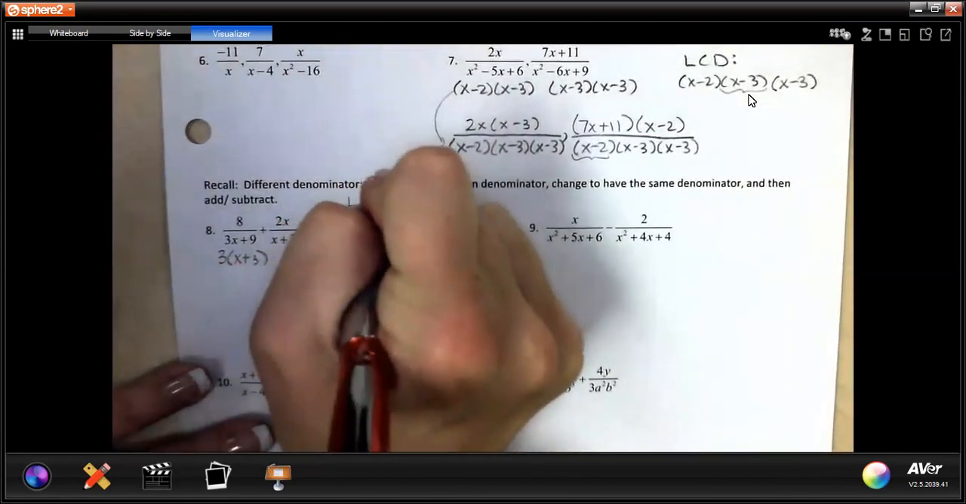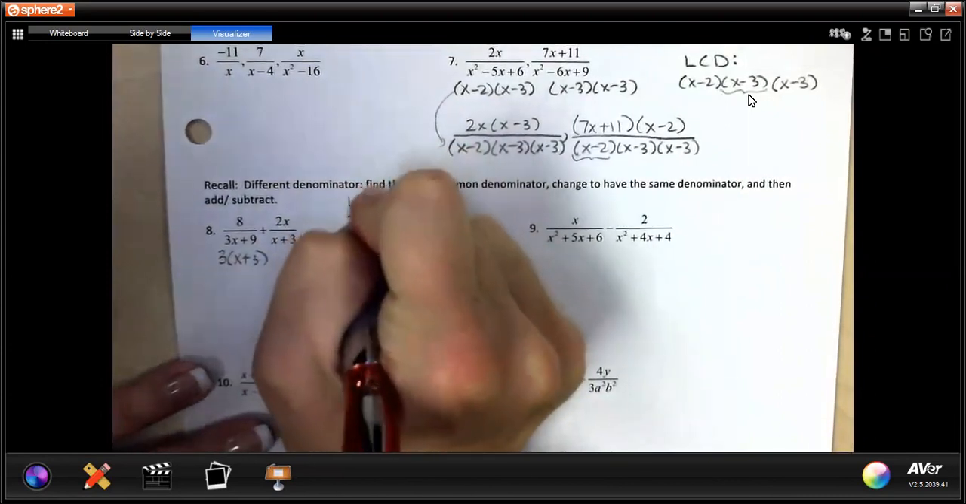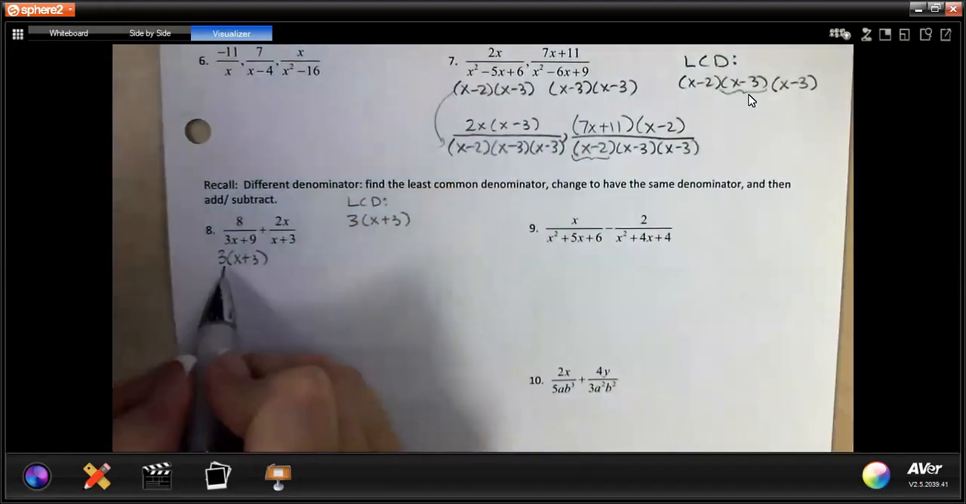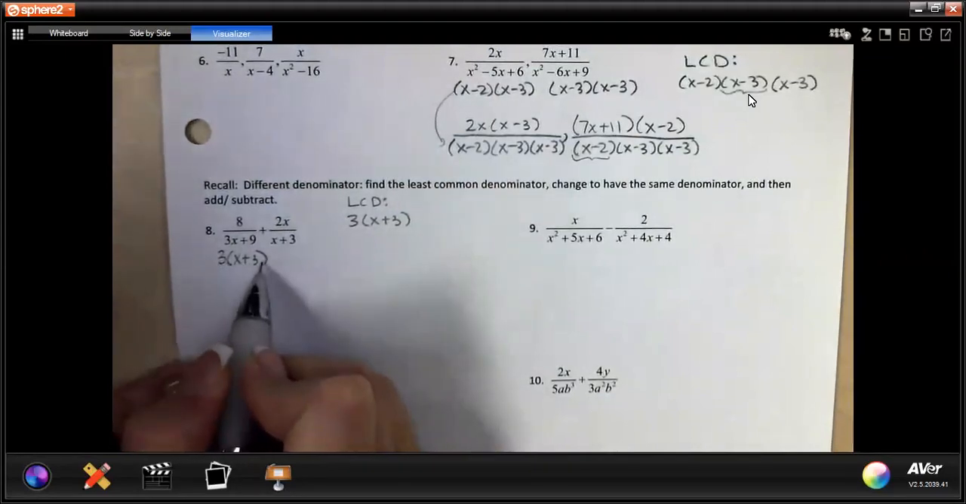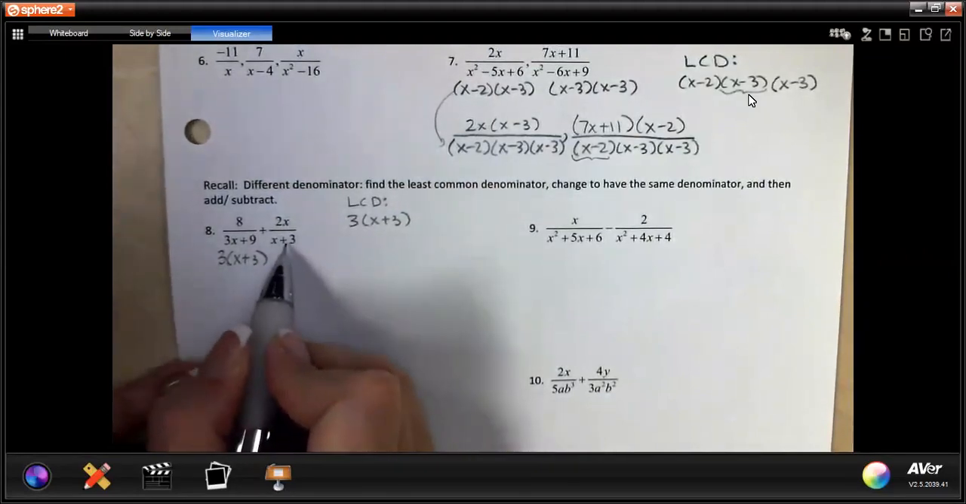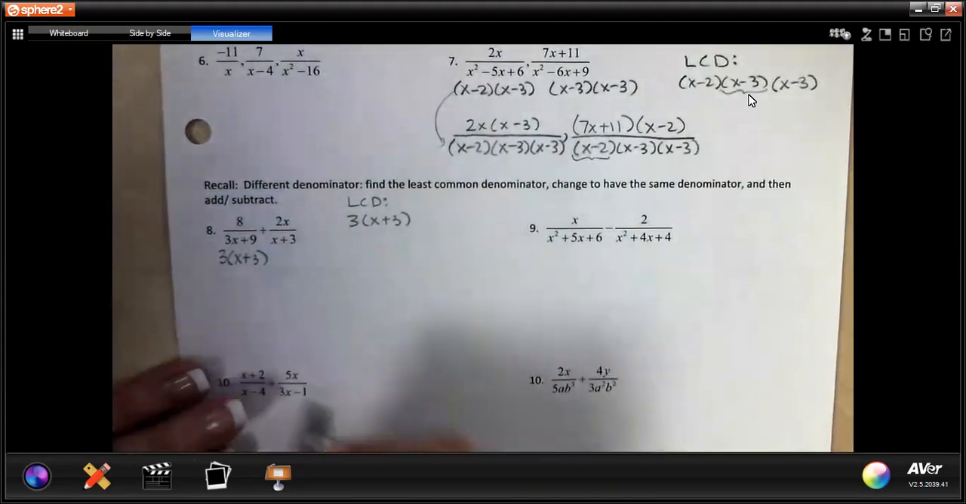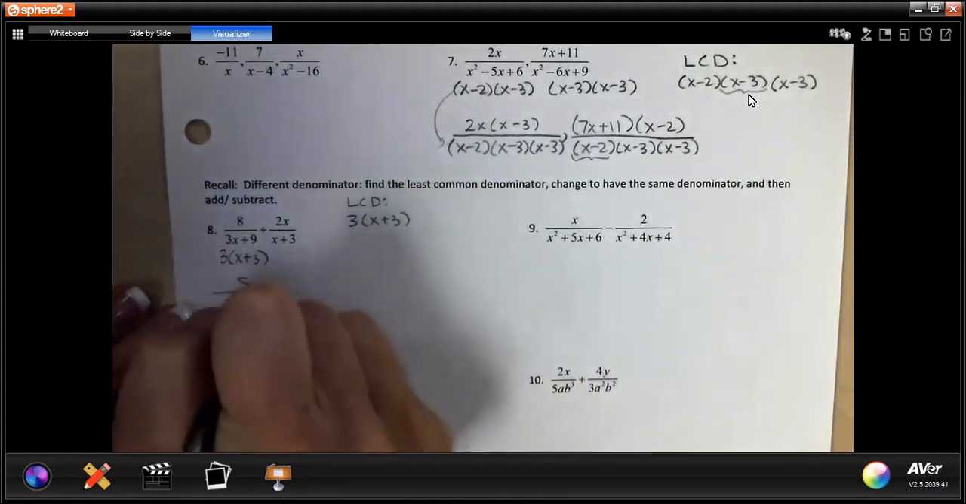Our lowest common denominator in this case is 3 times x plus 3. That's what I need for this first one. I've already got an x plus 3 here, so I just need to multiply times 3. So this one should be nice and easy to start with.